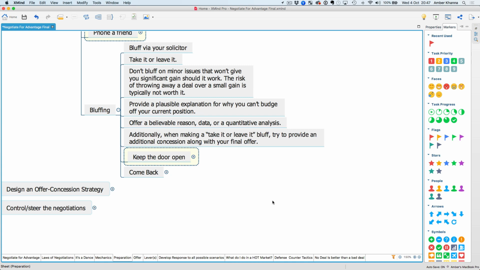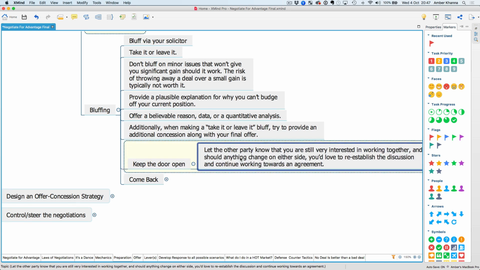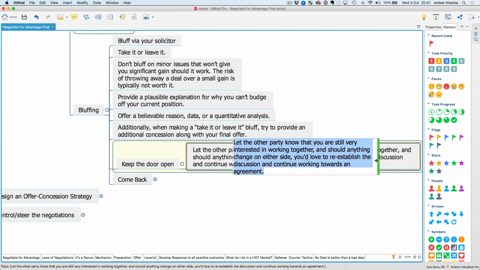You can bluff. You can bluff via your solicitor. Like you could say, reduce the price or I'm out. Even when you've got a contract that's in due diligence at the moment. You can make an offer and say, take it or leave it.